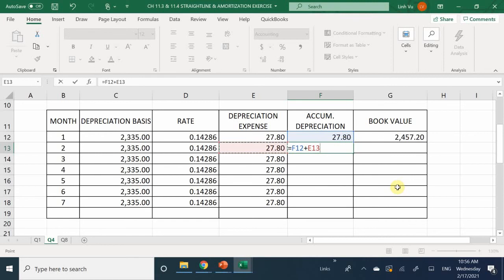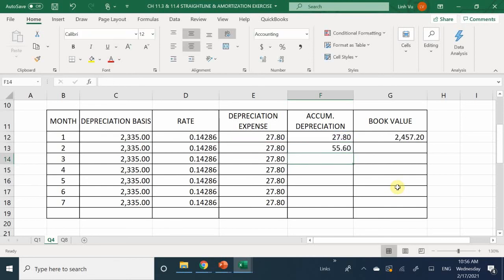All right. So this is the previous year, so 2780 plus another 2780 gives us a total of 5560. All right. So that means, what is my new book value going to be for year 2? 2429.40. Yes, good. All right.